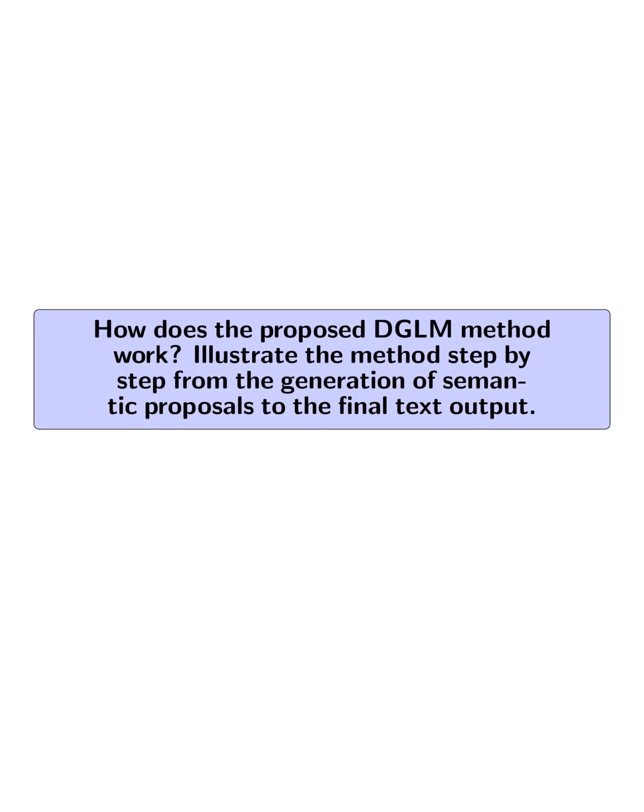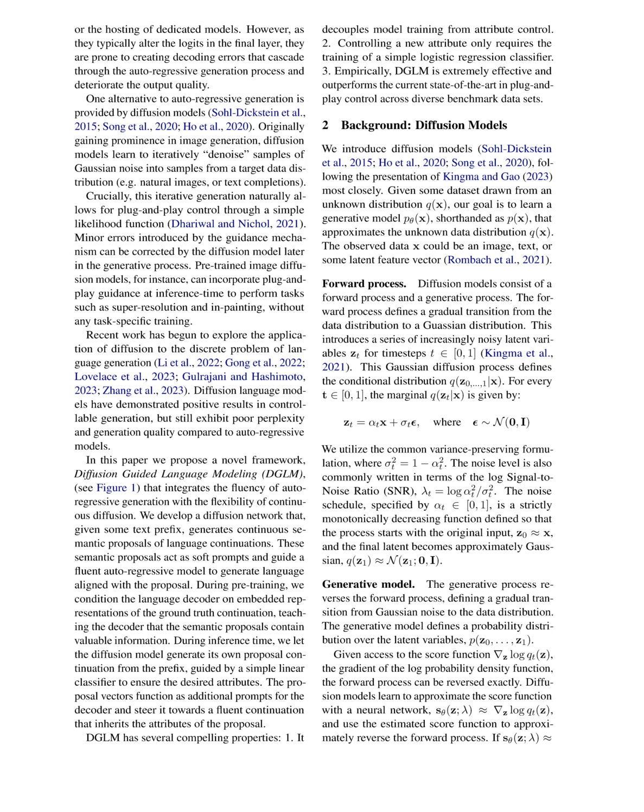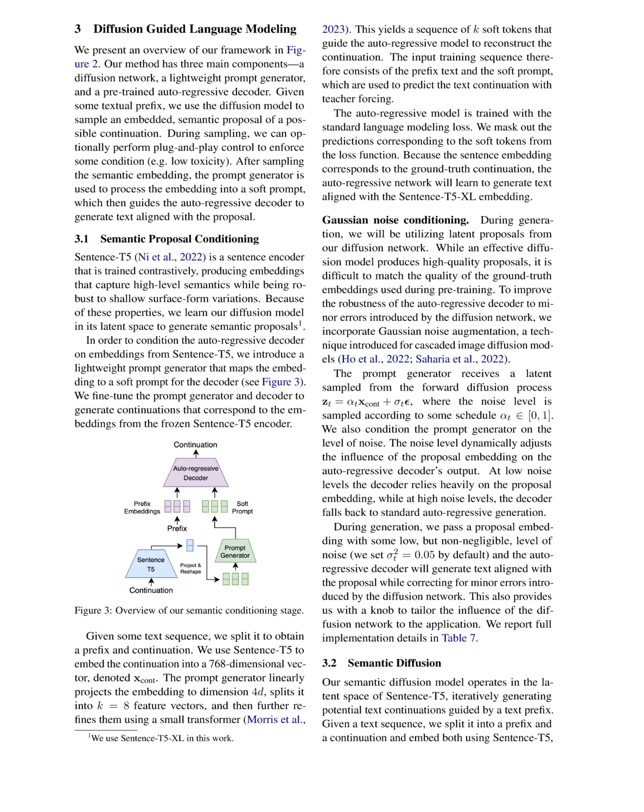How does the proposed DGLM method work? Illustrate the method step by step, from the generation of semantic proposals to the final text output. The proposed diffusion-guided language modeling (DGLM) method operates through a structured process involving three main components: a diffusion network, a lightweight prompt generator, and a pre-trained auto-regressive decoder. First, given a textual prefix, the diffusion model generates a continuous semantic proposal of a possible continuation by sampling from the latent space of Sentence-T5, which captures high-level semantics.